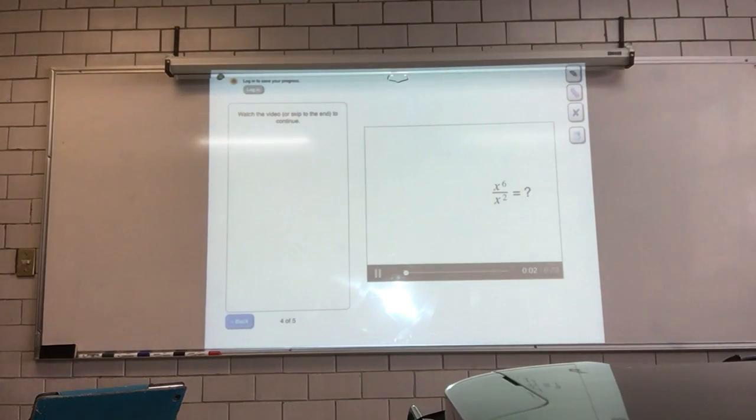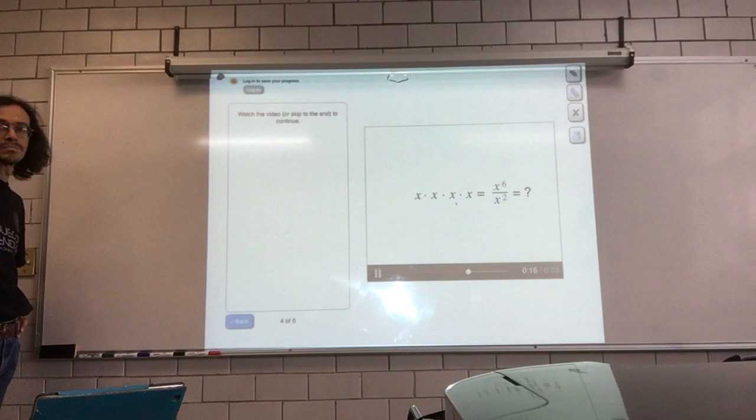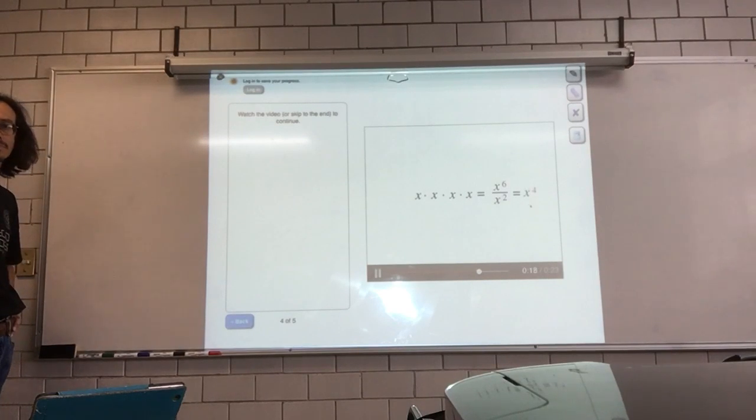Exactly, because x to the 6th is 6 x's multiplied together, and x squared is x times x. The 2 x's in the denominator cancel out 2 of the x's in the numerator. That leaves x times x times x times x, or x to the 4th. So in general, what is x to the a divided by x to the b?